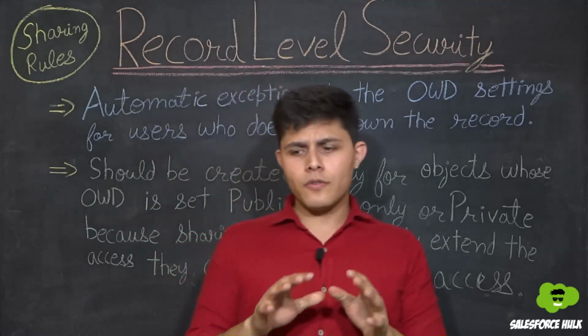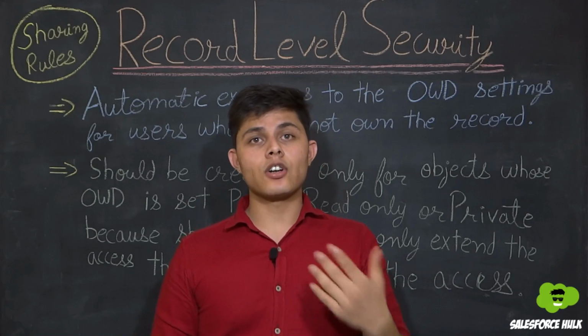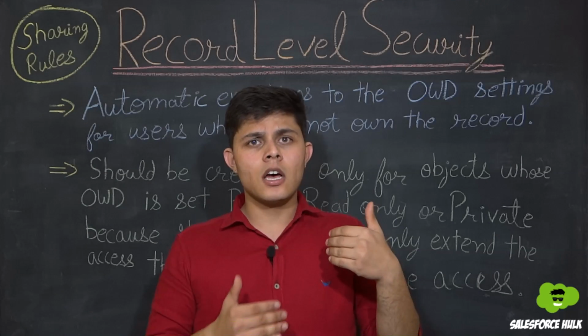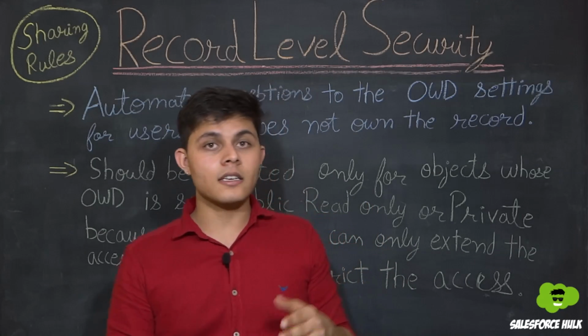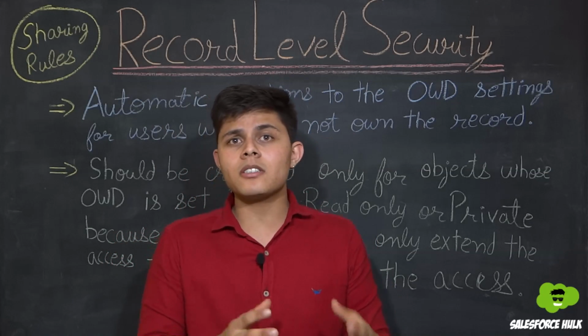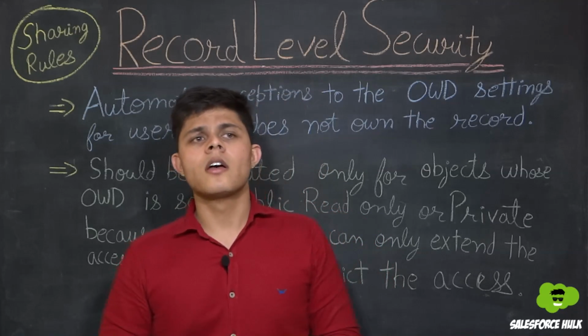Okay, so with OWD we have set the baseline level of access. With role hierarchies, we have opened up the access for the managers who can access the records of the users below them in the role hierarchy. But what about those users who are not the managers but still need the access? There are multiple situations like that. Let me take an example.